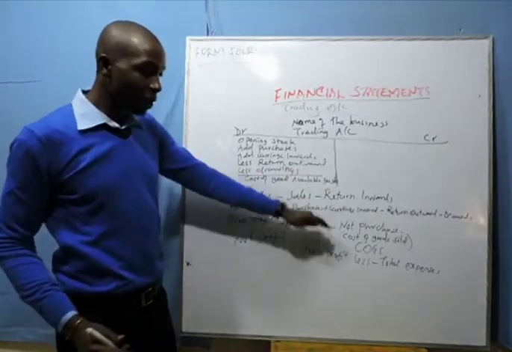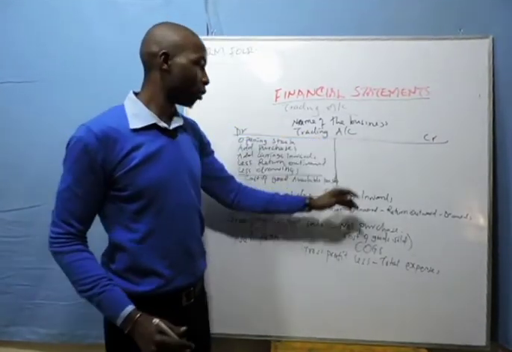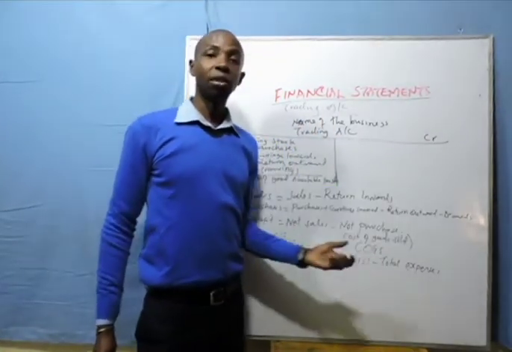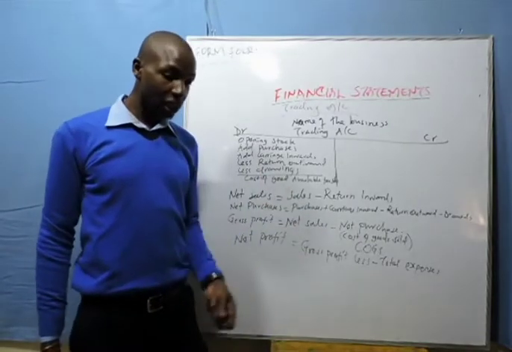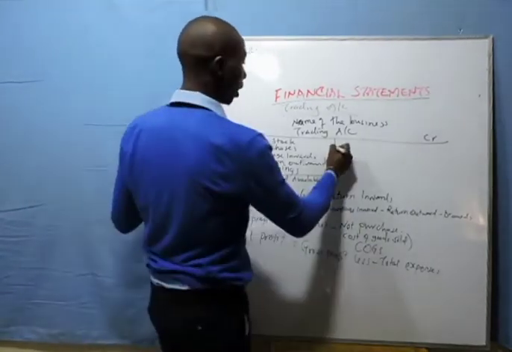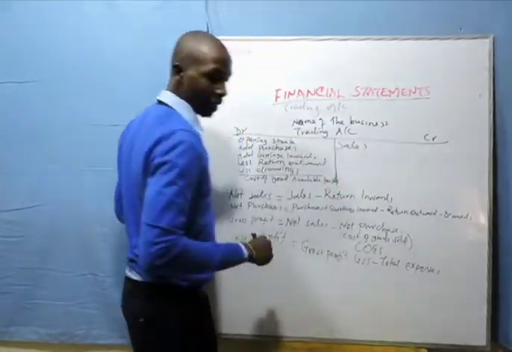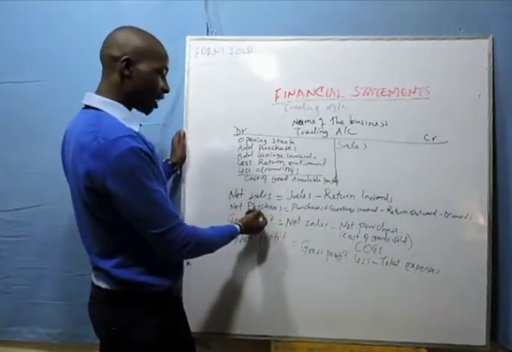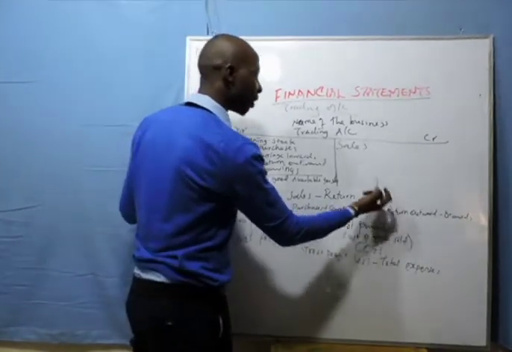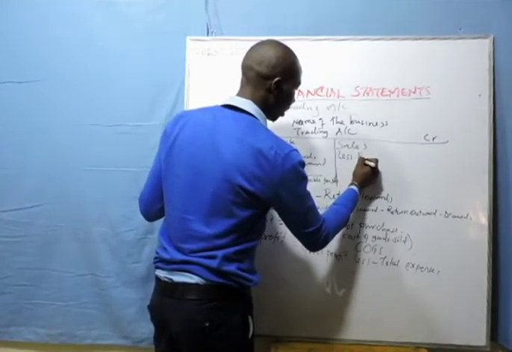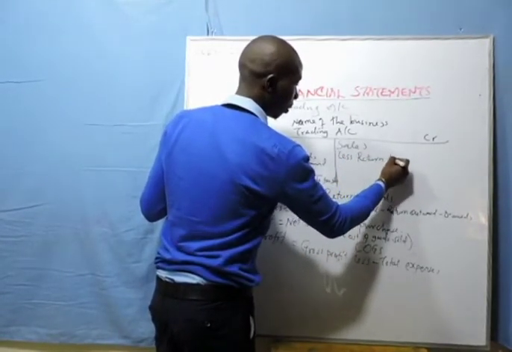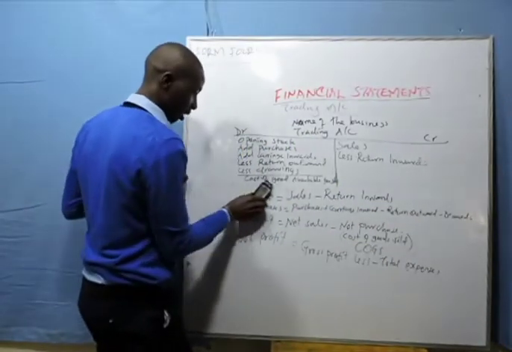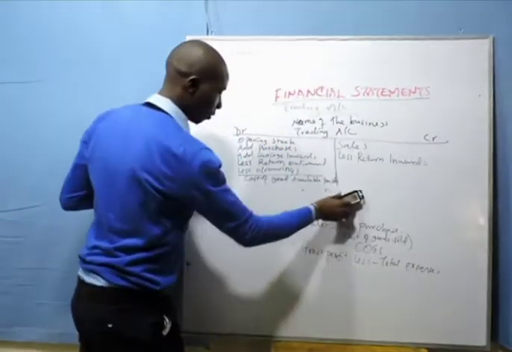Before I go there, I want to use this to record something over here. On the credit side, we are going to record anything that pertains to sales. So we are going to start with sales. Then we are going to less return inwards. Net sales is sales less return inwards. Having used that, I can now delete it.